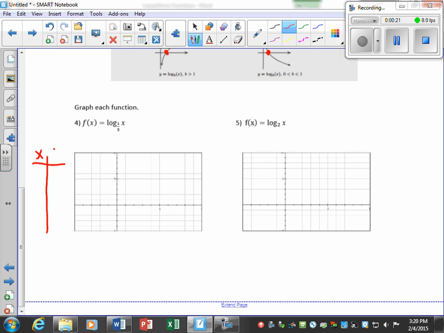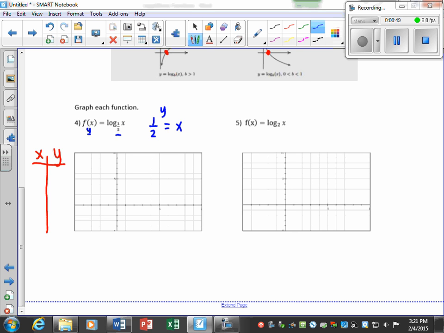So if I have an XY table, I'm going to strongly encourage that when you have a logarithm, we change it to an exponential function before we plug into here. So if I said log base 1/2 of x equals y, this raised to this equals x. So this really becomes (1/2)^y = x.